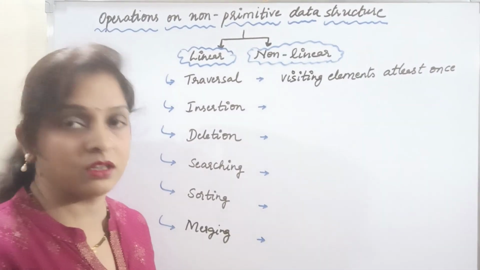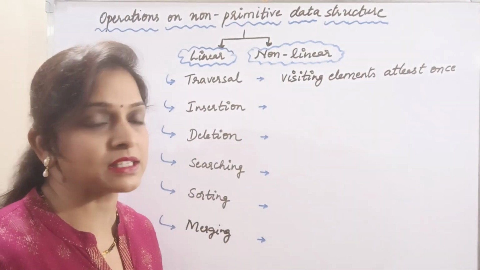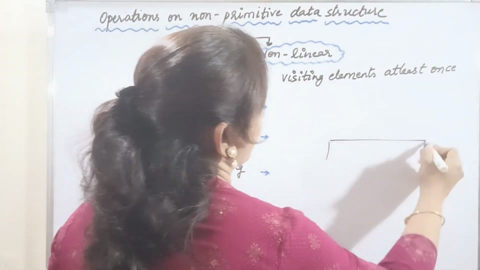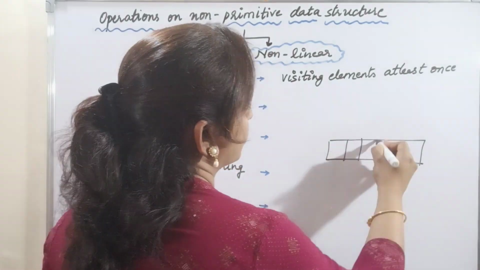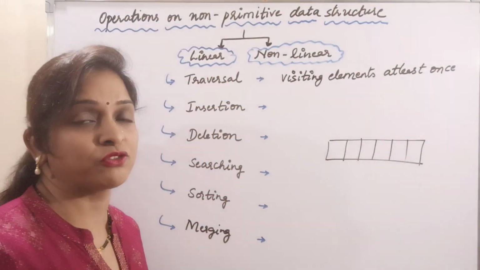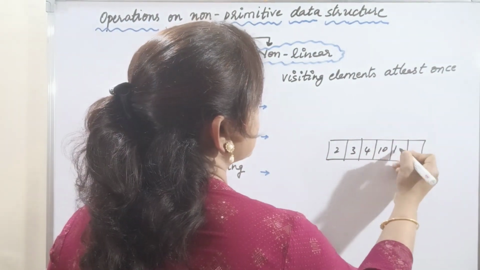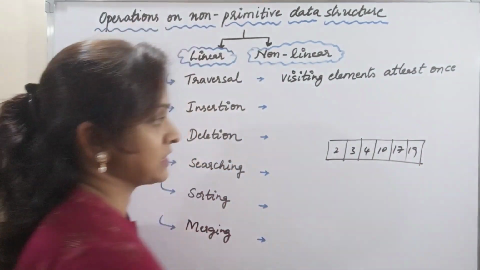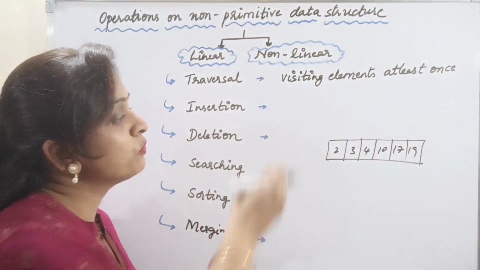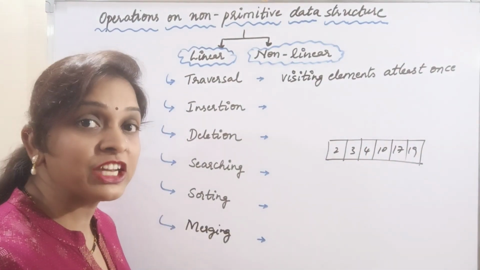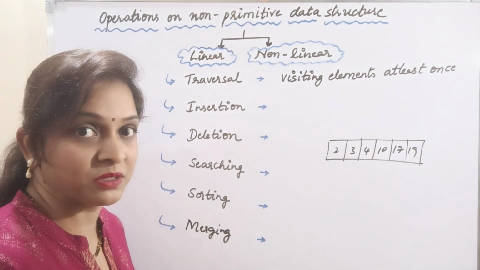Just like we all know the arrays concept. An array is nothing but a block of memory, right? A block of memory that can store n number of values of the same type. And we have a few values, say 2, 3, 4, 10, 17, 19, something like this. If I want to visit each and every element, what do I need to do? I need to do the traversal.